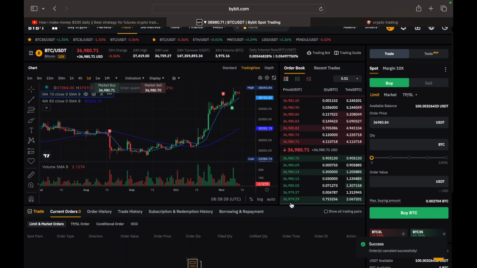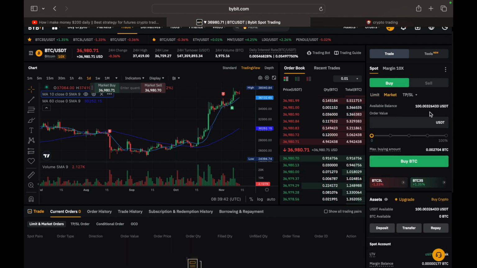All right, so you only use a market order if you do not want to wait. For example, right now I want to spend this amount and I don't want to wait. I'm just going to take from the market using this current price right here. So I'm just going to swipe this up to 100%. But you can also swipe this up to any amount you want.